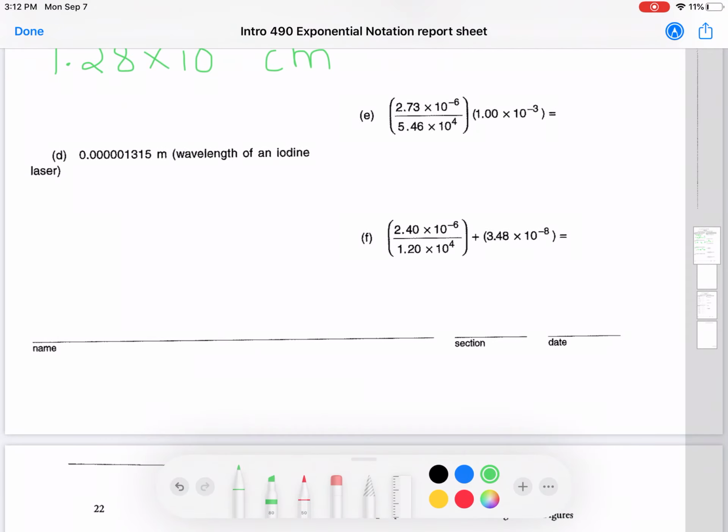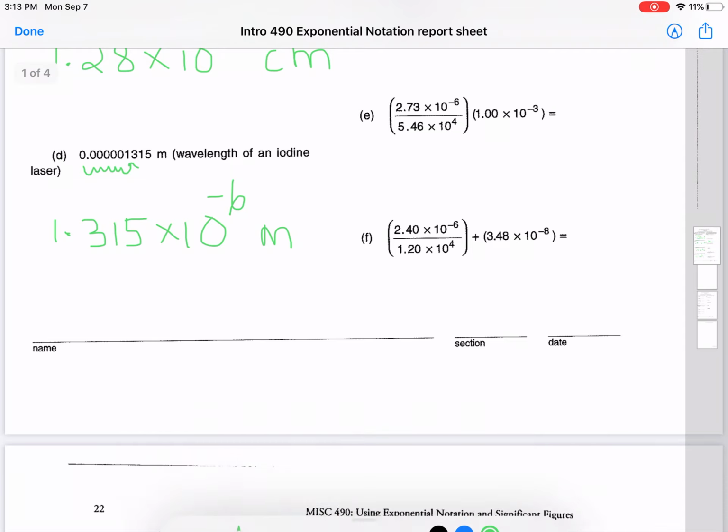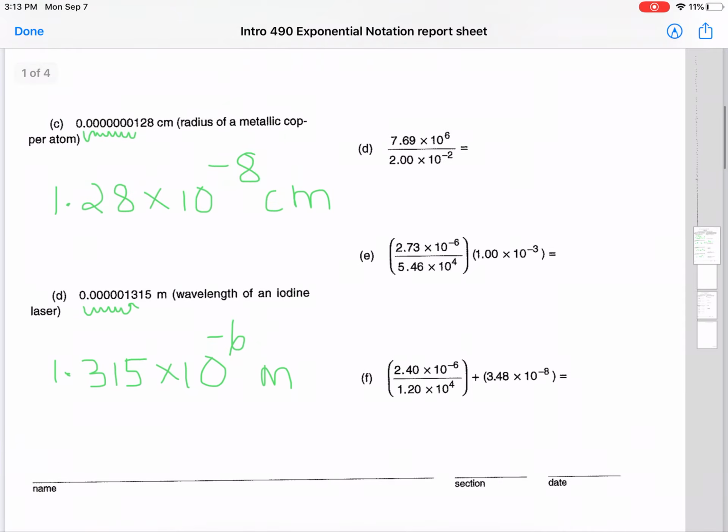Same thing for the next one. If you had to move it to the right, 1 2 3 4 5 6, 1.315 times 10 to the negative 6, and then the units are in meters. Okay, and that's D.